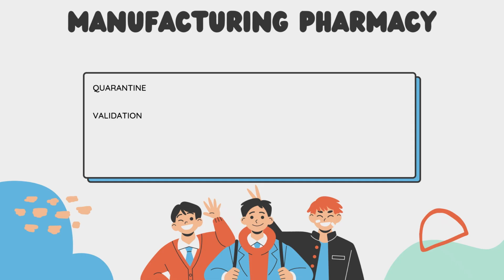So, to summarize: quarantine means hold the material until it's cleared by quality. Validation means provide documented evidence that your system works consistently. Two simple terms, but absolutely critical for product quality, patient safety, and regulatory approval.